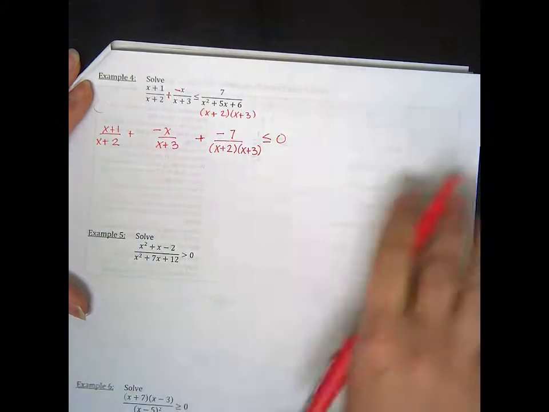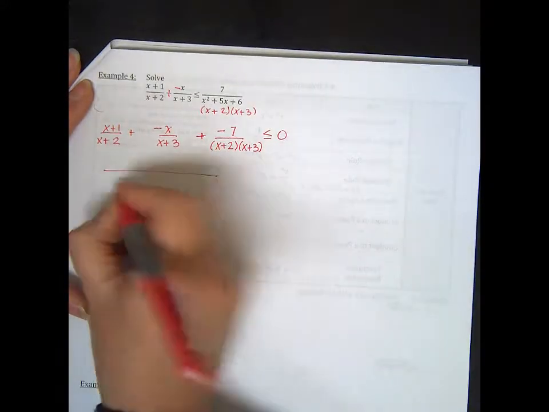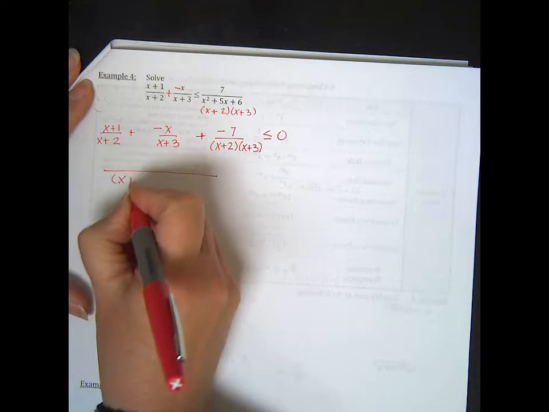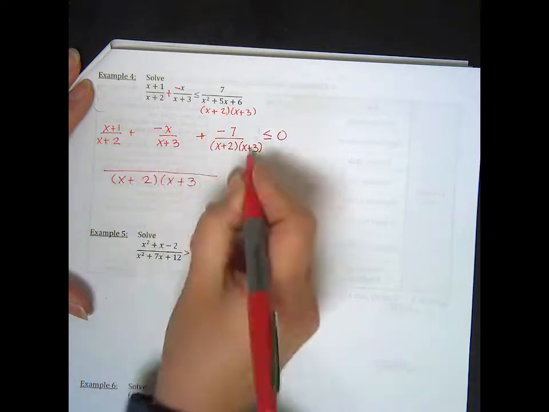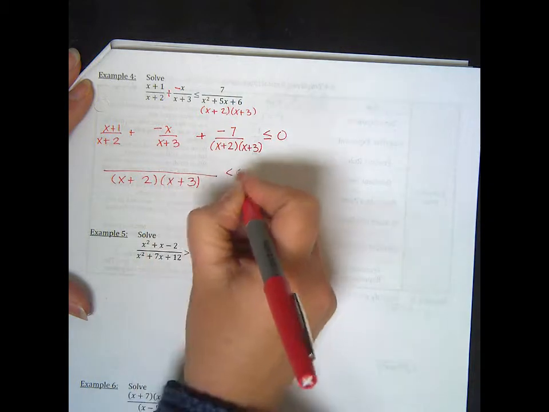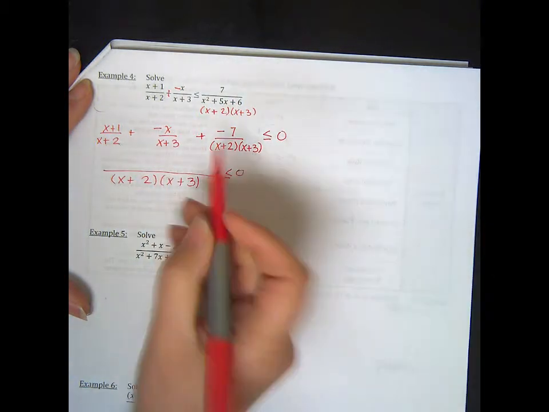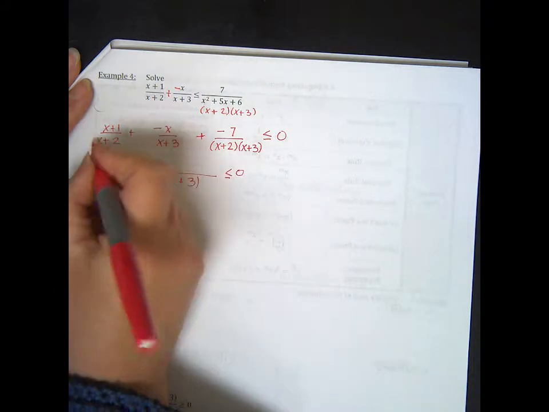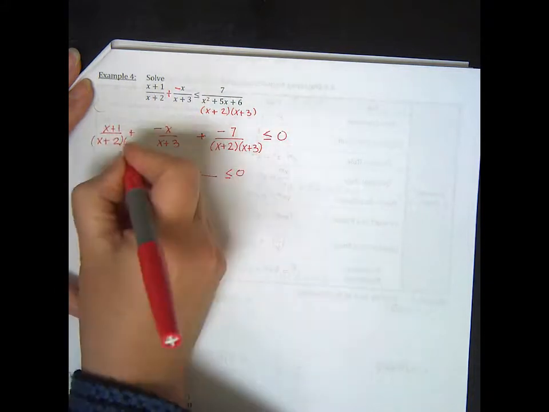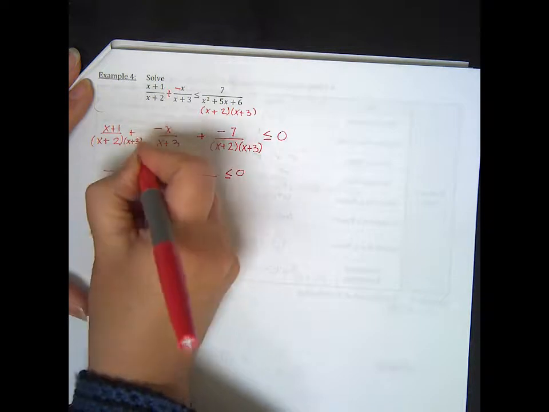Okay, so now we need a common denominator. So what is the common denominator? I'm going to go ahead and make it one line. That's x plus 2, x plus 3. Every factor is represented. Less than or equal to 0. So I'll look at these and see what everybody needs. This one needs an x plus 3. So whatever I do to the bottom, I got to do to the top.